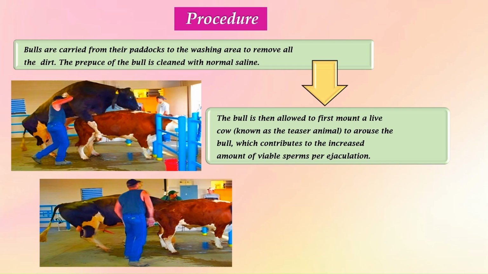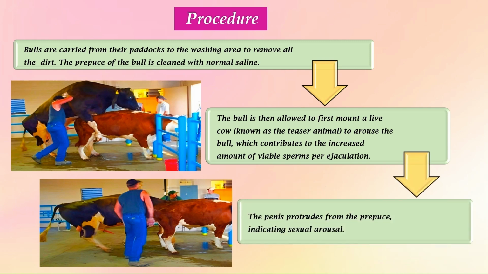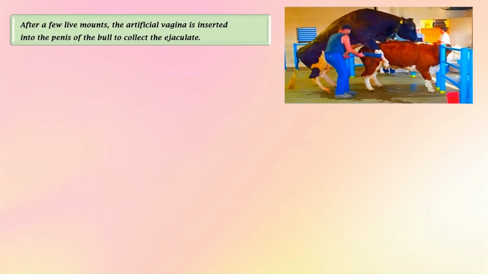The bull is allowed to first mount a live cow, which is known as the teaser animal, to arouse the bull, which contributes to the increased amount of viable sperms per ejaculation. The penis protrudes from the prepuce, indicating sexual arousal of the bull. After a few live mounts, the artificial vagina is inserted into the penis of the bull to collect the ejaculate.